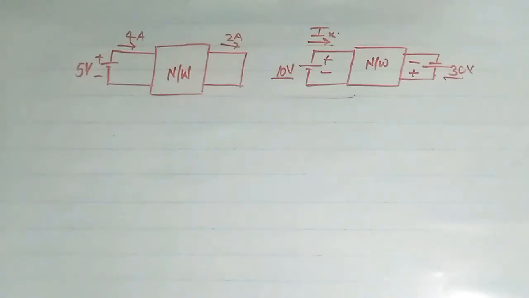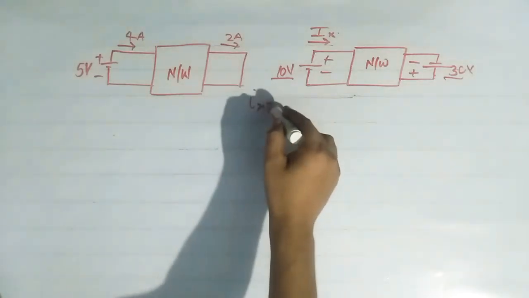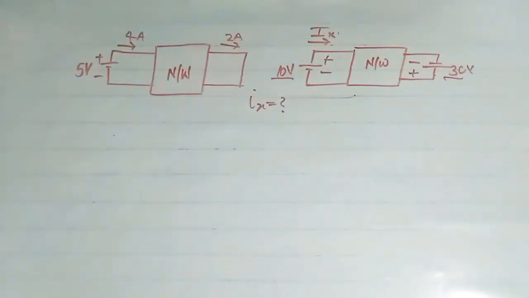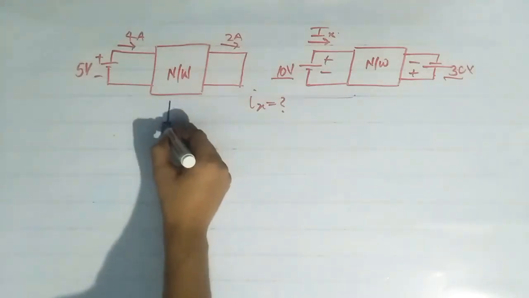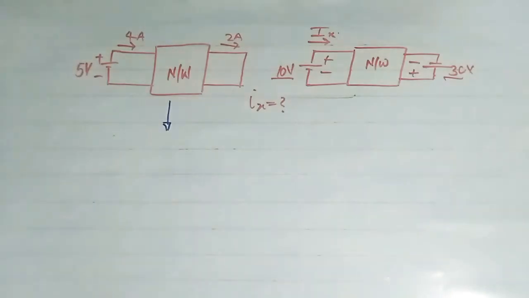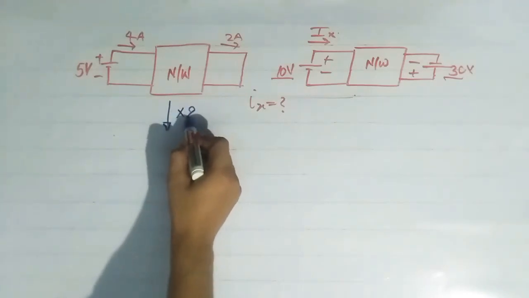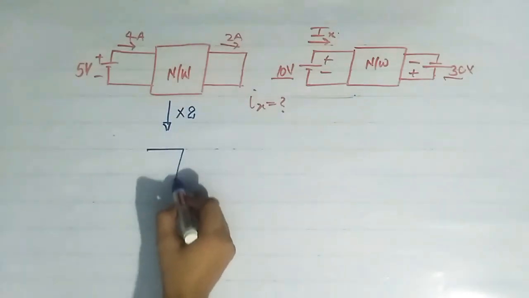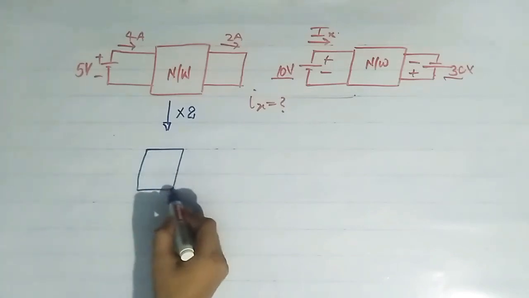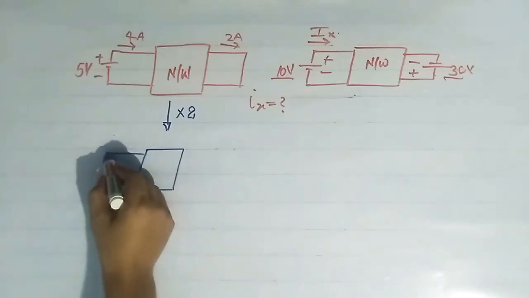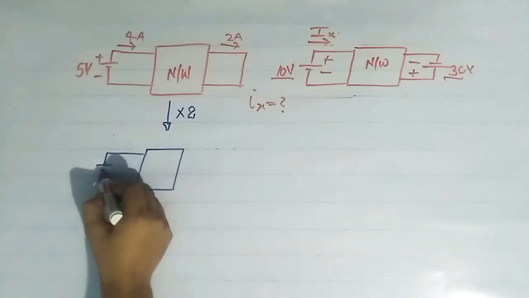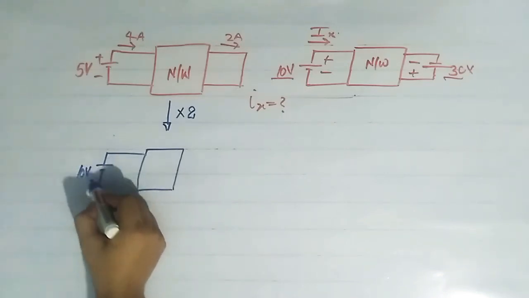So again we will use the concepts of multiple network theorems to solve this question. Here we have to find Ix. To solve this question, first we apply the principle of homogeneity. If we multiply this voltage source 5 volt by a factor k equal to 2, then the response in each branch will also get multiplied by factor 2. So if we multiply this 5 volt by 2, then we get 10 volt.